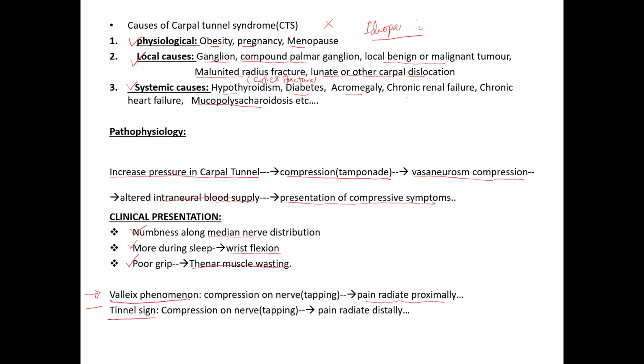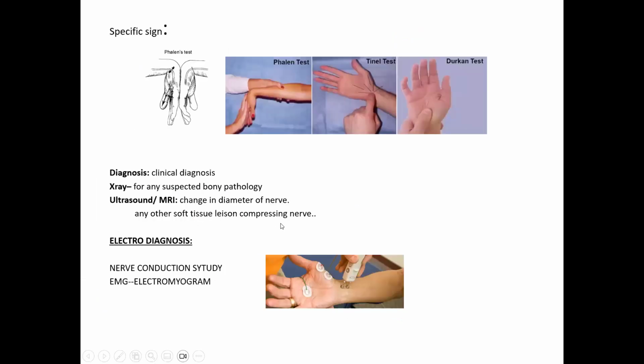In the same way, if you tap on the nerve and there is radiation of pain distally, that is Tinel sign. So Valleix's phenomenon is proximal, and in Tinel sign the pain will go distally. So how will you diagnose? As a presentation, we know the clinical symptoms and the specific signs for carpal tunnel.